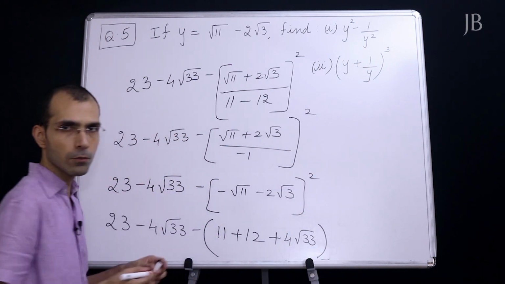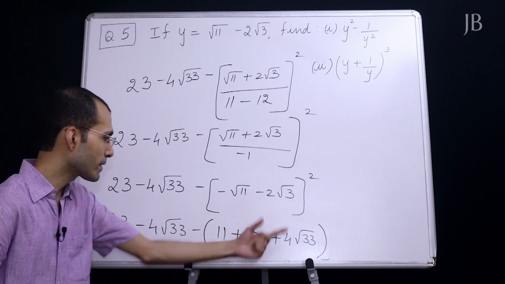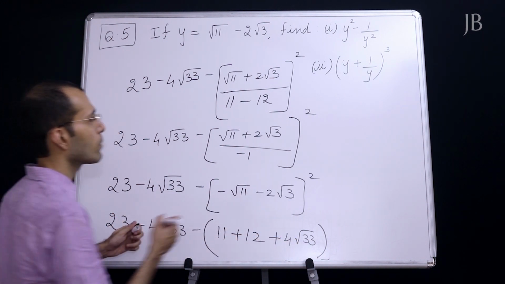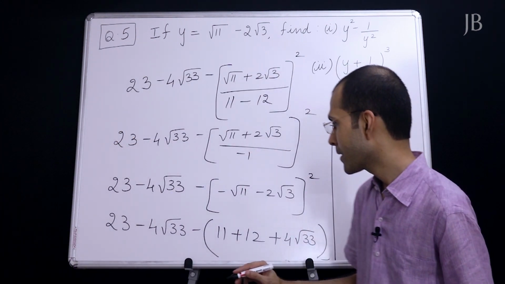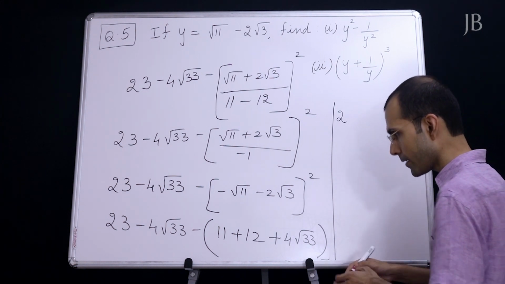Now will the square come? No, because the square has already operated on this and it has resulted in this expression. This minus has come down here. Now what remains is to only open up the brackets. So it is 23 and we'll put it there.